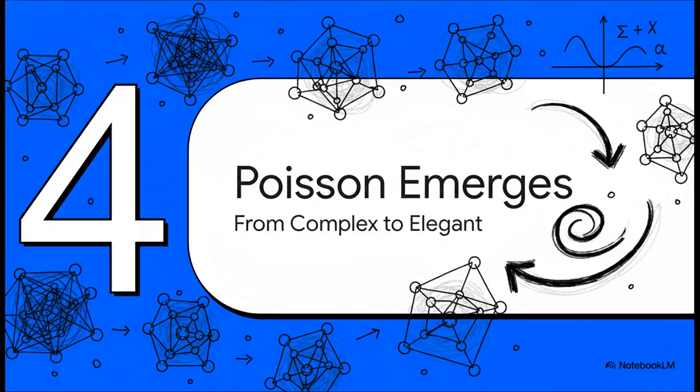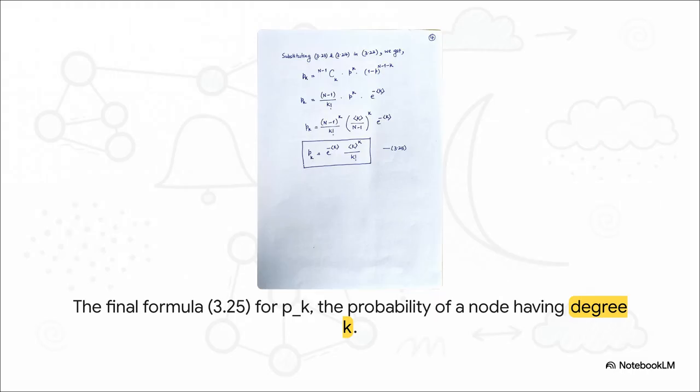The real magic, the really cool part, happens when we think about large networks, which most real-world networks are. We can use some clever math approximations, and that complex formula simplifies into something incredibly elegant and so much more useful. And after all that mathematical heavy lifting shown in the notes, we land on this. A beautifully simple, elegant result. This is the formula for P sub k, the probability that any given node has exactly k connections. Just look how much cleaner and more practical this is than that first formula we looked at.